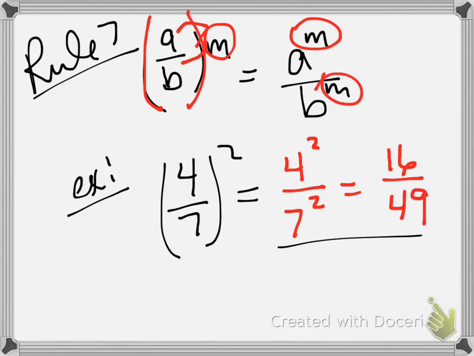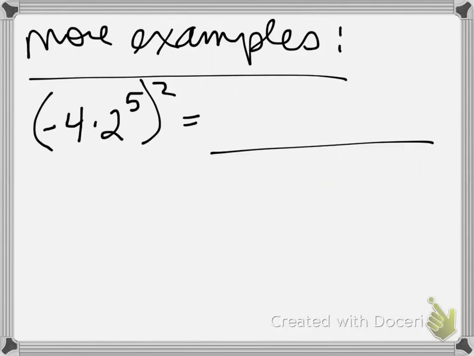And those are the rules. Now a lot of times the rules are going to be mixed up. They're going to be used together in combinations. So these next examples are going to have combinations of rules.